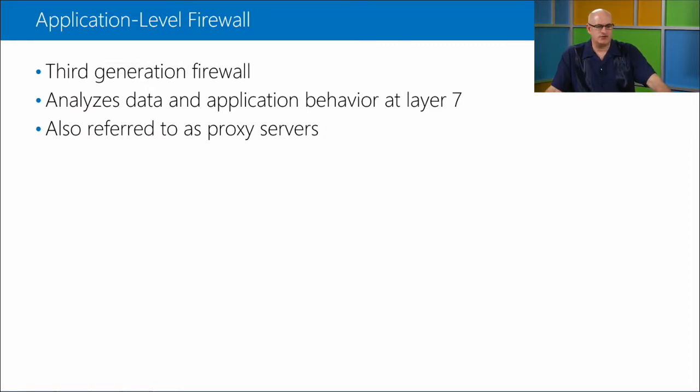Application level firewall, so third generation firewall, analyzes data and application behavior at layer 7, also referred to as proxy servers. So again, just a little bit higher level, takes a little bit more processing power, and is a little bit more involved.